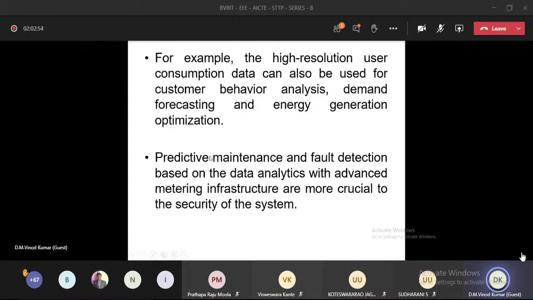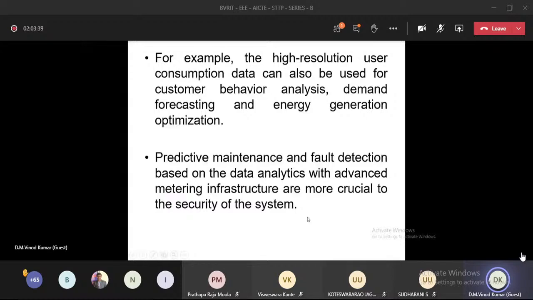And as I mentioned, instead of periodic maintenance, one should go for predictive maintenance. I want to predict, based upon the large data, how the machine is behaving. As I mentioned in the beginning, every 6 months I want generator maintenance. Instead of that periodic approach, I go predictive. I'm using machine learning algorithms, so I can predict whether this machine will require maintenance and at what time. That's what we call predictive. When predictive maintenance comes into the picture, we can avoid some of the faults. Therefore, predictive maintenance and fault detection based on data analytics with advanced metering infrastructure (AMI) are more crucial to the security of the system.